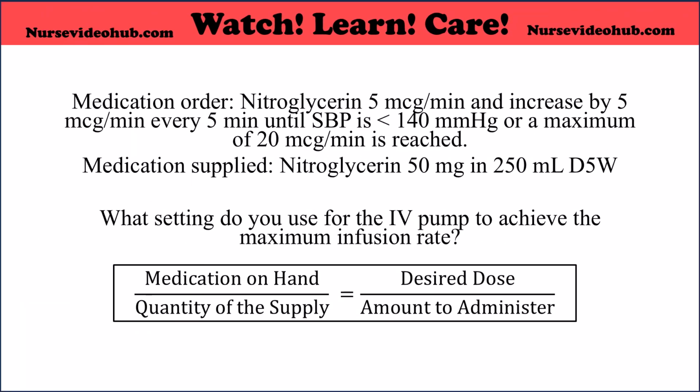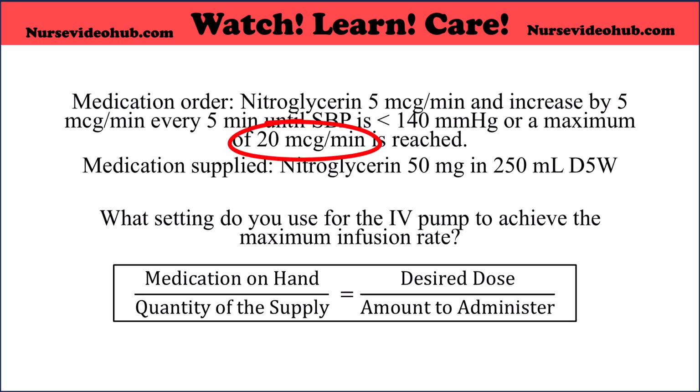Now, let's calculate the maximum dose. The medication order states nitroglycerin at a maximum of 20 micrograms per minute. The medication supplied is nitroglycerin 50 milligrams in 250 milliliters of D5W. What setting do you use for the IV pump to achieve the maximum infusion rate? The dose desired is 20 micrograms per minute.